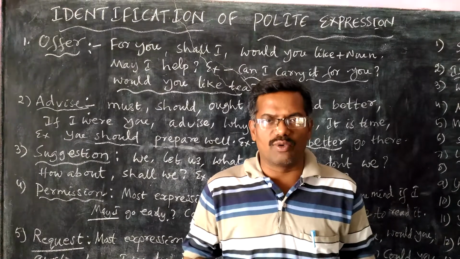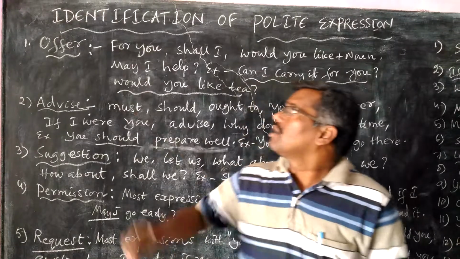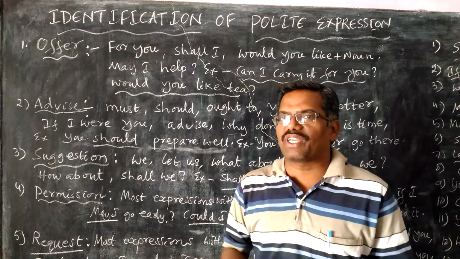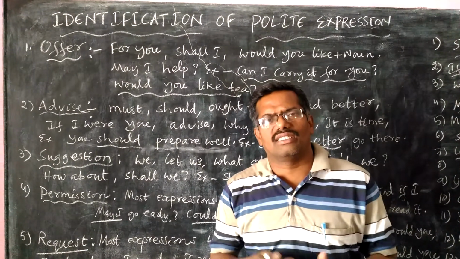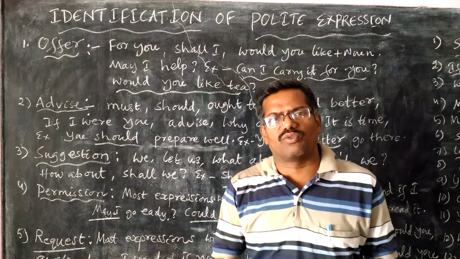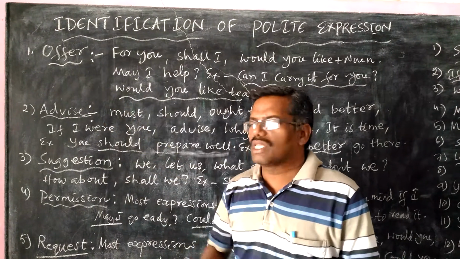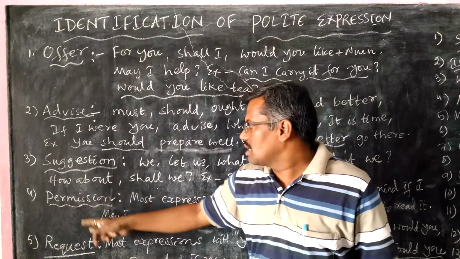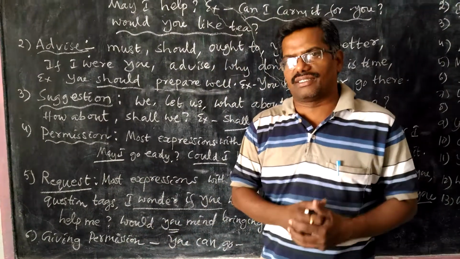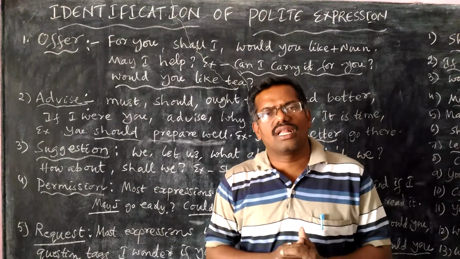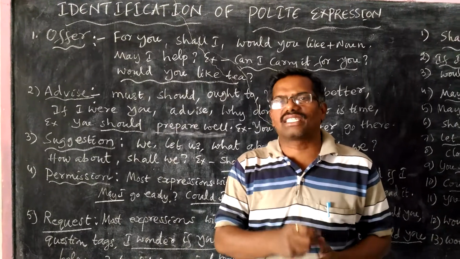In this video, I would like to share with you how to identify the given polite expressions, and what are the things we have for identification. What are the general polite expressions that we come across in the examination paper? They are offer, advice, suggestion, permission, request, and giving permission. Let us see what are the phrases, what are the sentences that help us identify a given polite expression.